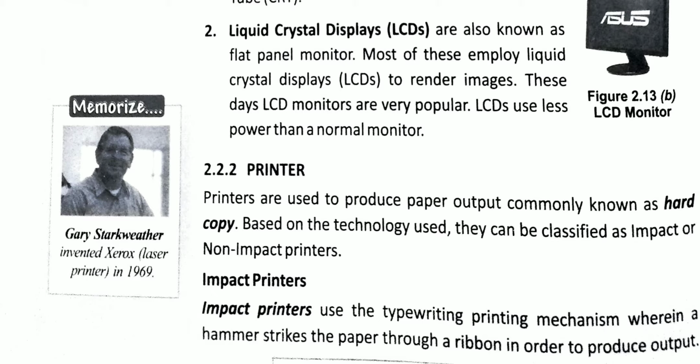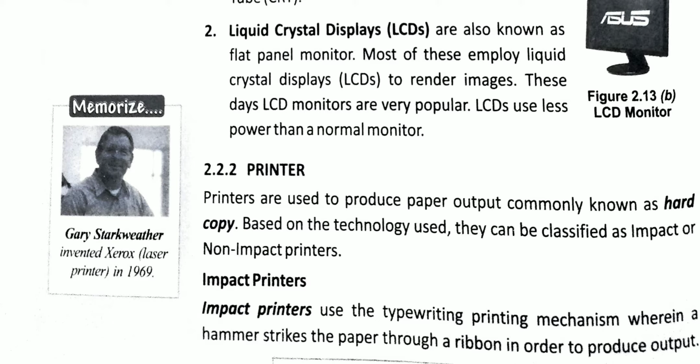So what are impact printers? They use the typewriting printing mechanism wherein a hammer strikes the paper through the ribbon in order to produce output. If you have seen a typewriter, there is a small hammer-type thing that strikes on the paper, and behind the paper the carbon was there, and when that hammer strikes on it, that letter prints over there.